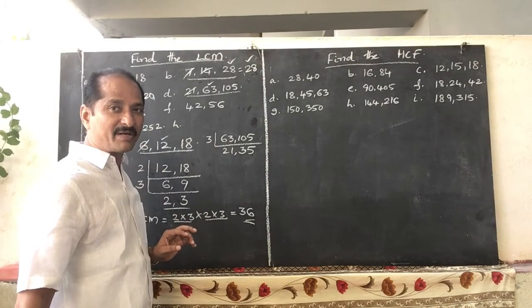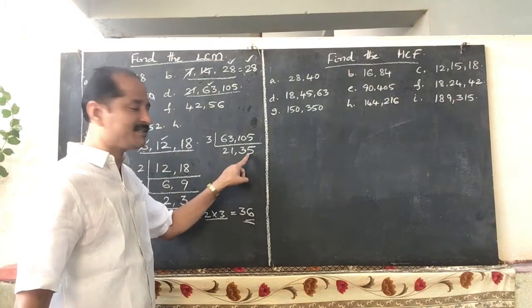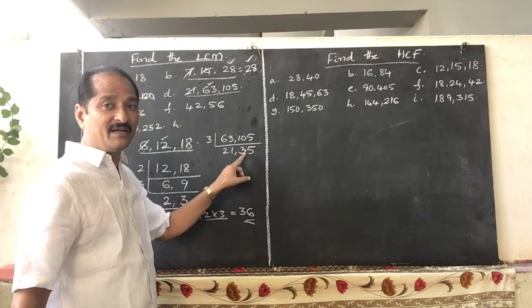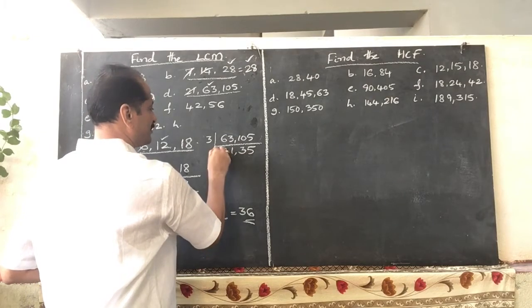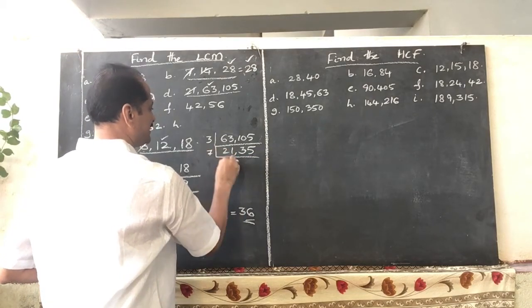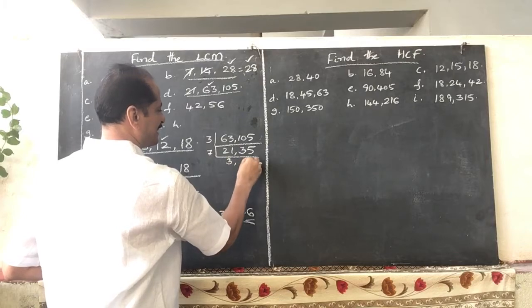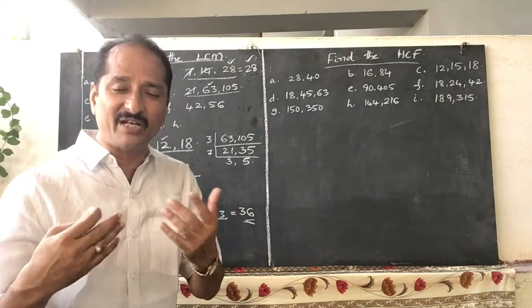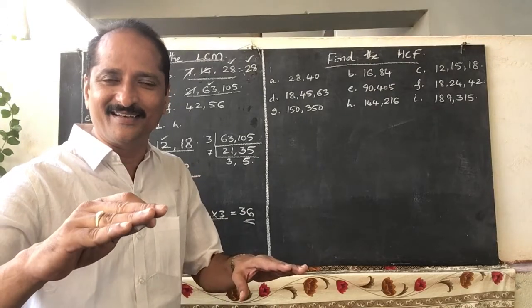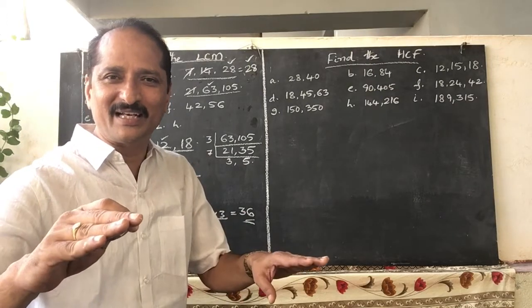After 3, the next prime number, 5. It is not divisible by 5, so we can't divide with 5. Next prime number, 7. So divide with 7. As it is divisible by 7, it is also divisible by 7. So 7 3s are 21, 7 5s are 35. And 3 and 5 are co-prime numbers because they don't have any common factor. So stop the division.